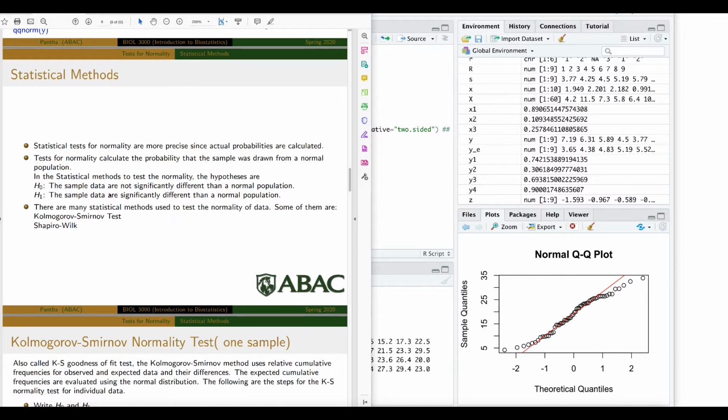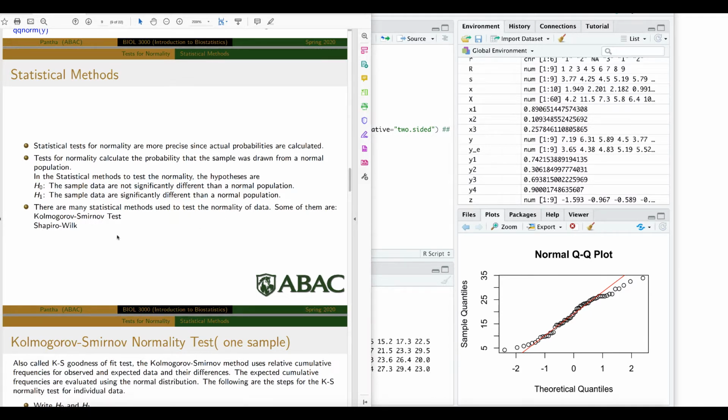Or the introduction. So statistical tests for normality are more precise since the actual probability, or the p-value, will be calculated there. A test for normality calculates the probability that the sample was drawn from a normal population. In statistical methods to test the normality, the hypotheses are H sub 0: the sample data are not significantly different than a normal population, and H sub 1: the sample data are significantly different from a normal population. Okay, so methods used to test the normality of the data.